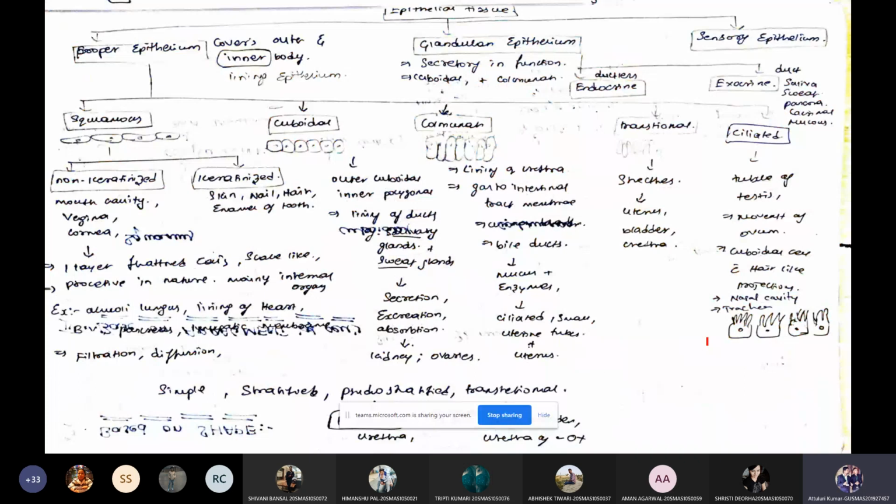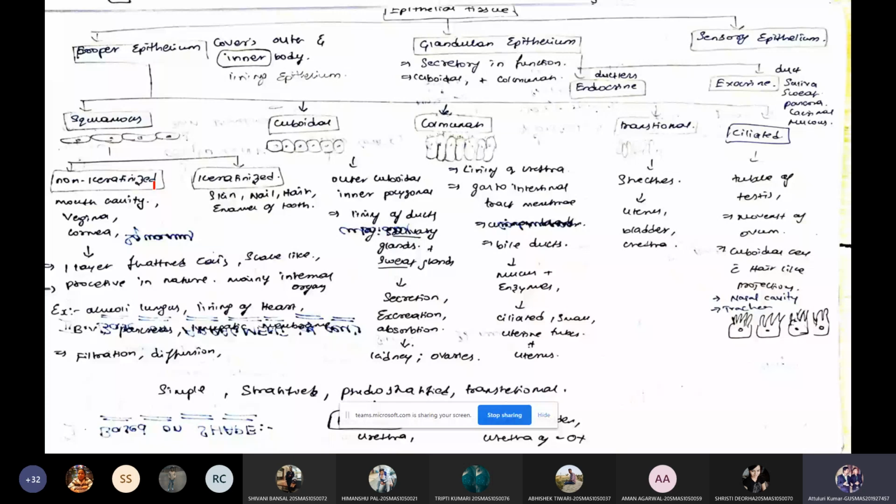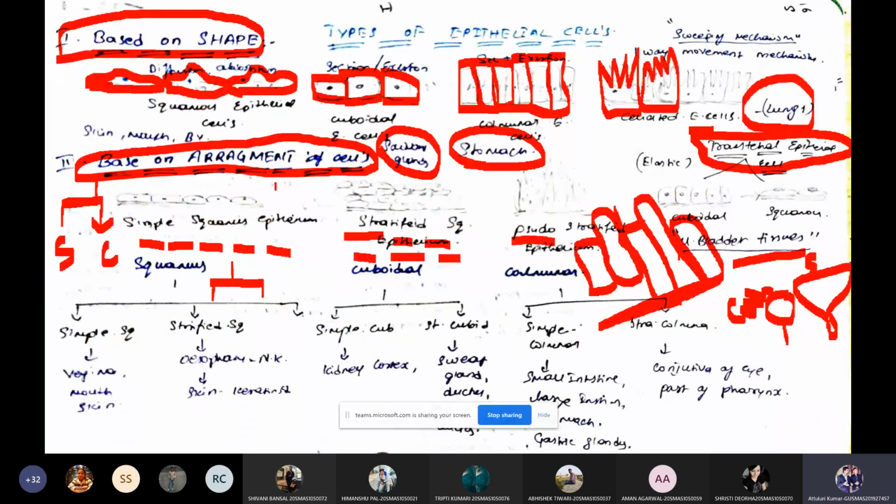There is one more classification for squamous epithelium, students. Squamous is further divided into 2 types actually. You know what those are? Non-keratinized squamous epithelium and keratinized squamous epithelium. What is the meaning of non-keratinized and keratinized? What is the meaning of keratin? Keratin means it is dead tissue. Keep in mind, these squamous cells are further 2 types of cells: dead cells and non-dead cells. Dead cells are called keratinized squamous cells, whereas non-dead cells are called non-keratinized squamous cells.